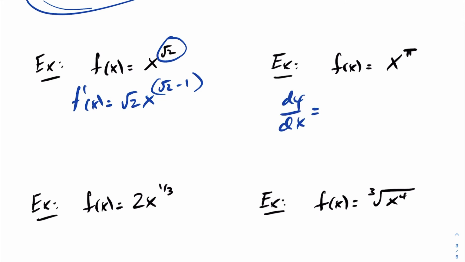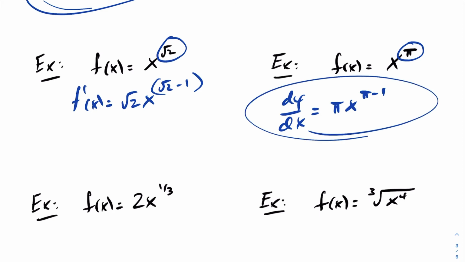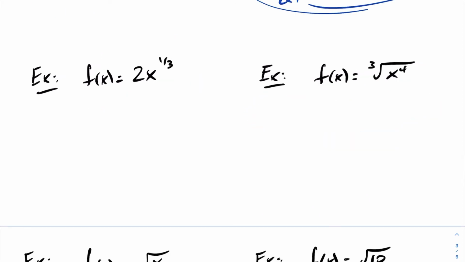Continuing this on here, and this is x to the power of pi. Remember, pi is just a number, so we drop that down, and that becomes pi x to the pi minus 1. That becomes our derivative. We can also do this if we have a coefficient in front.